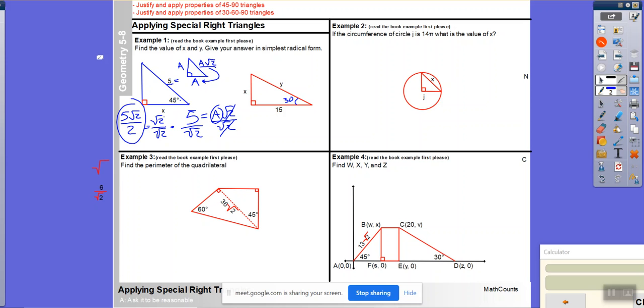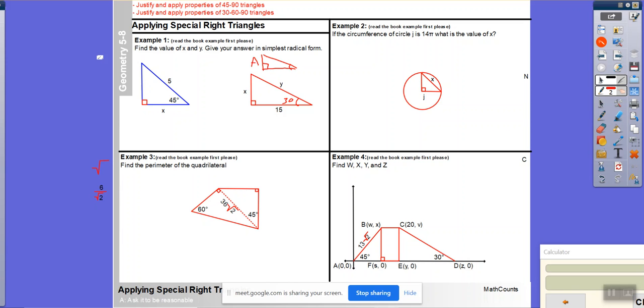All right, for our 30-60 right triangle, same basic idea. Let's draw the rule. And I'm going to draw the rule in such a way that it is facing the same direction. So here's our rule. We have a, the hypotenuse is 2 times a, and the other leg is a times the square root of 3.